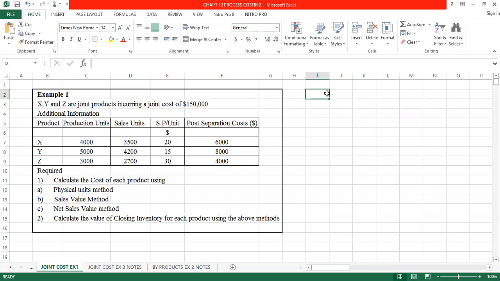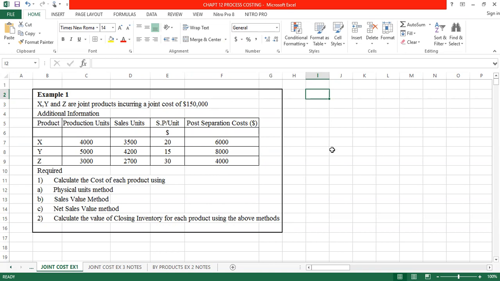So XYZ are joint products incurring joint costs of 150,000. Additional information has been provided: product, production units, sales units, selling price per unit and post separation costs. Required, calculate the cost of each product using physical units method, and then calculate the closing stock.